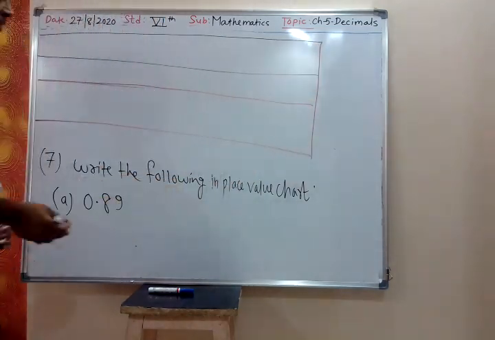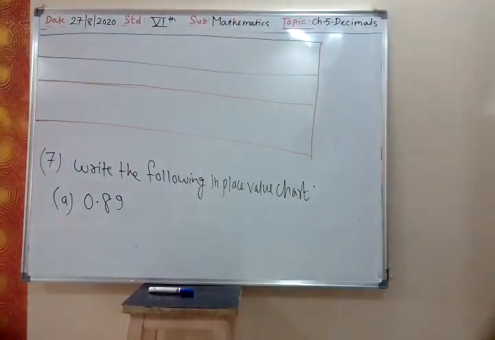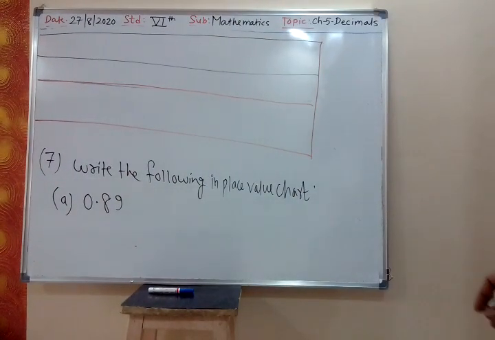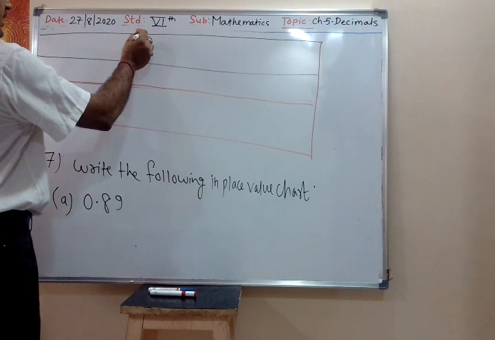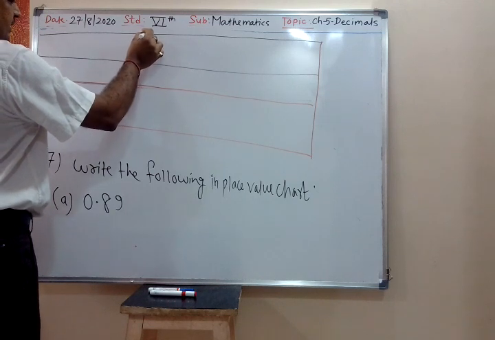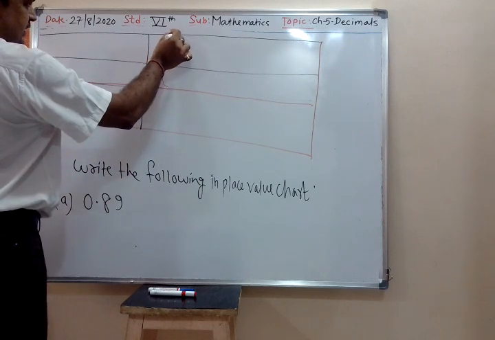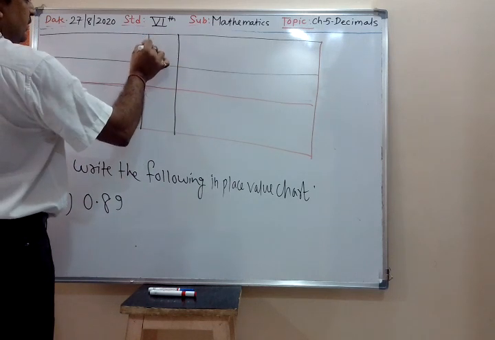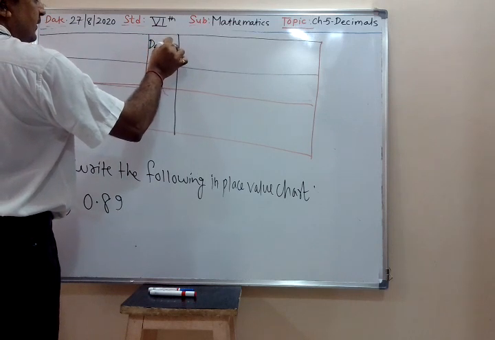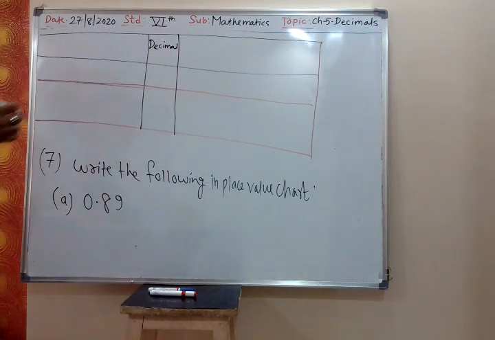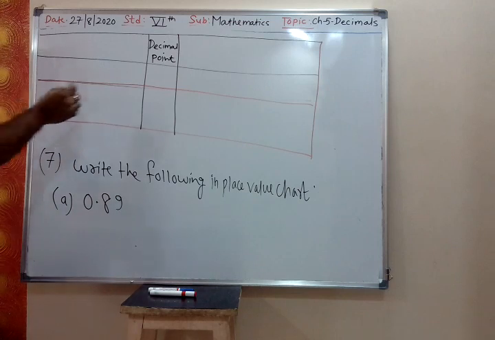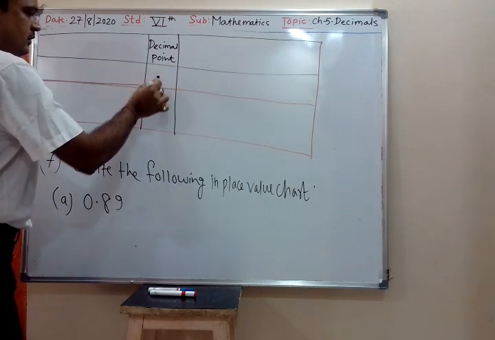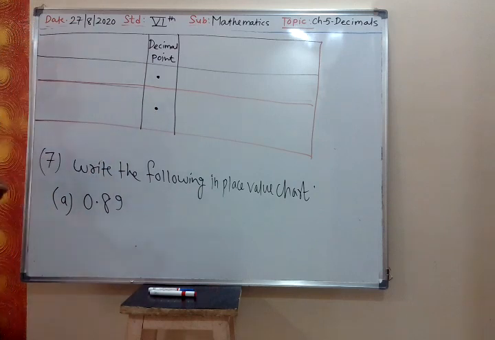Make the place value chart. Now, in the center of this, we draw one vertical line and we write decimal point there. We write one dot in the center as the decimal point.